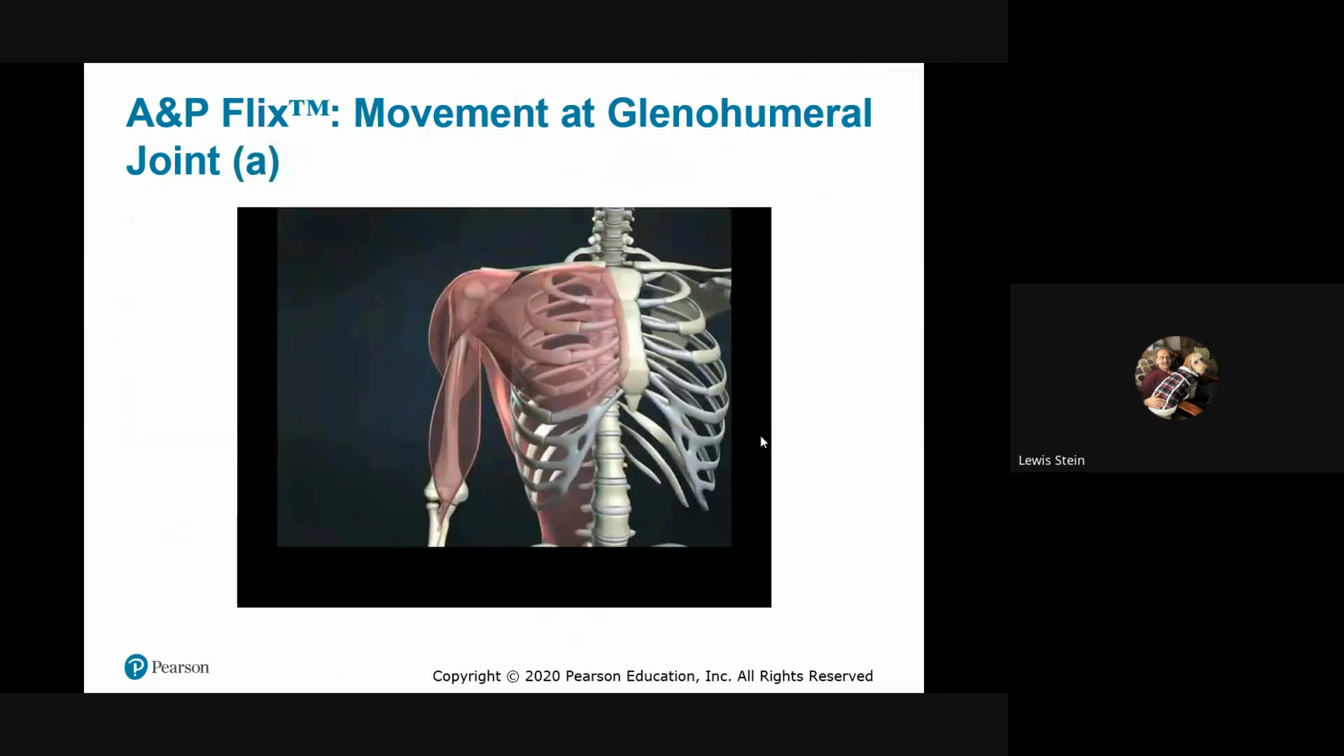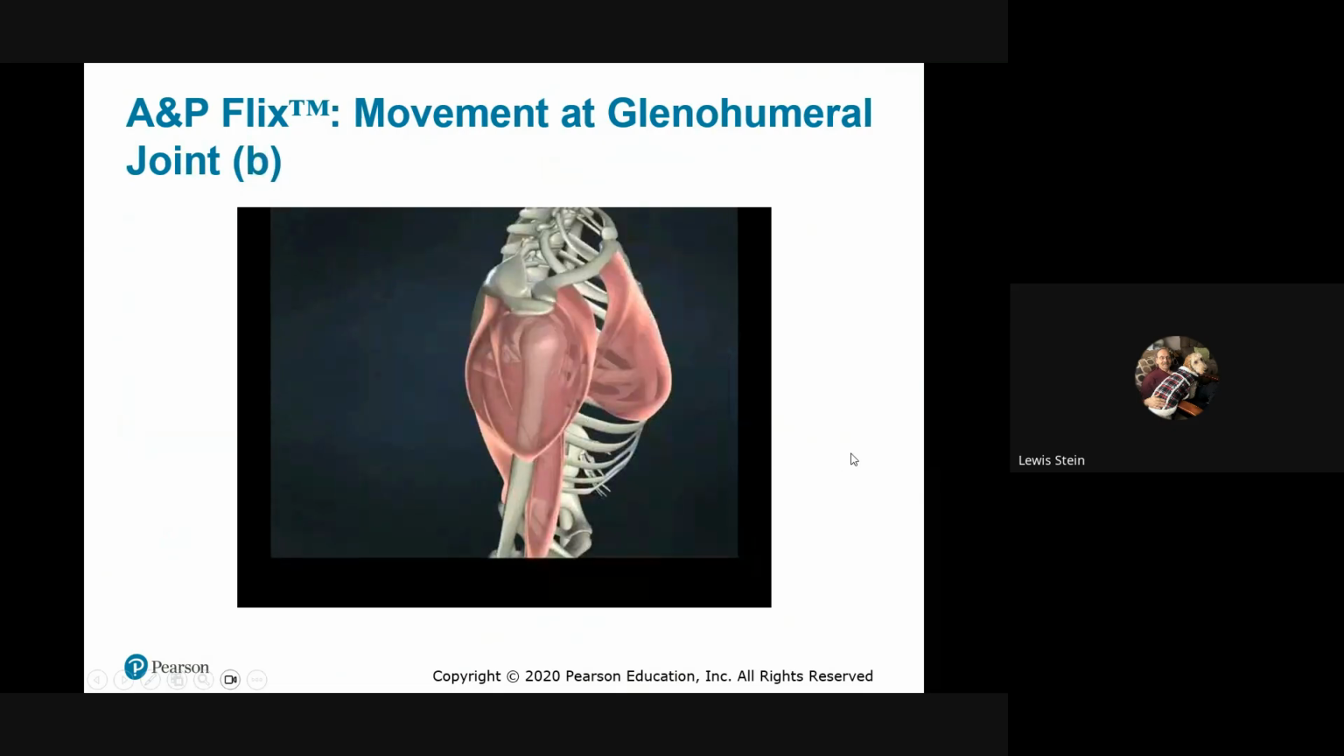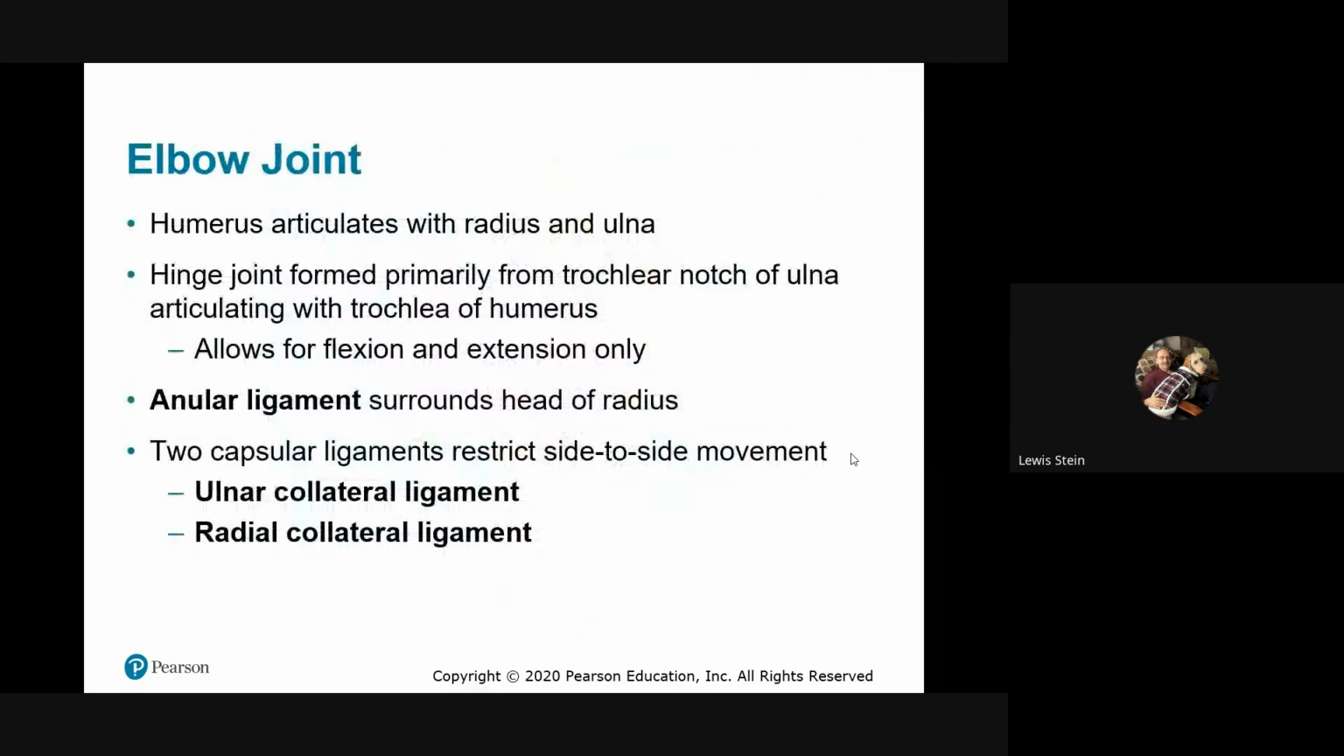Thank you. Look at all those muscles. So you can see this is pectoralis major. That's the deltoid. Here you can see the biceps brachii and brachialis. You can see the muscles as you look at it. So there's a lot of muscular support like that. The elbow. Let's make this the last one for now.